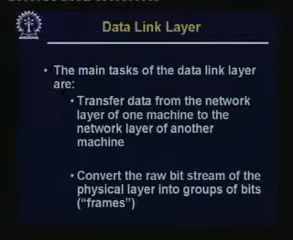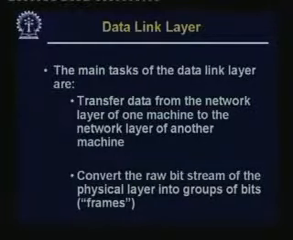Now, what are the main tasks of data link layer? It transfers data from the network layer of one machine to the network layer of another machine. So, actually this is the part of the service it gives to the upper layer. You remember that above the data link layer we have the network layer, alright. So, below the network layer we have the data link layer. So, the data link layer gives some service to the network layer, and this service is the transfer of data from one network layer to another network layer. So, that is the service it gives to the network layer, and this in its turn uses the physical layer.